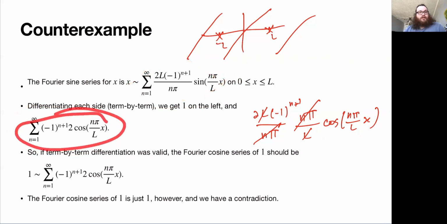And notice that this is a cosine series. The derivative of x is just 1. So if term-by-term differentiation was valid, then differentiating the left-hand side gives us the derivative of the function, and differentiating the right-hand side gives us a Fourier series. When we say term-by-term differentiation is valid, it means that the series we get by differentiating is exactly the Fourier series for the function. So if this process is valid, we would get that the Fourier cosine series for 1, which is the derivative of x, is this expression here.